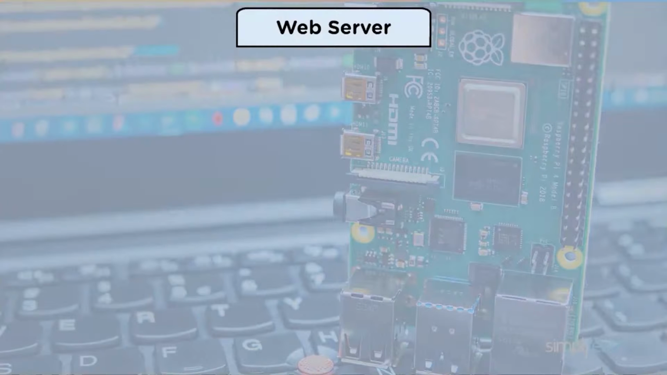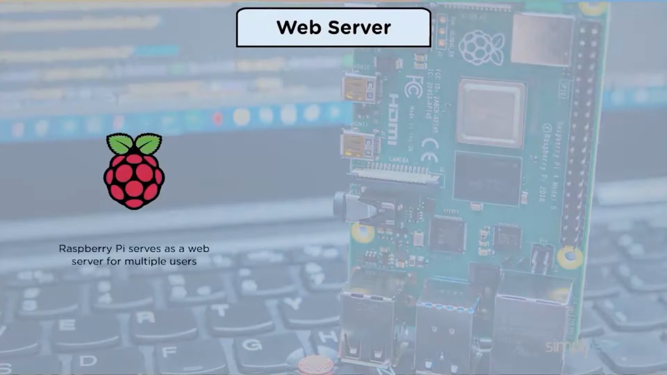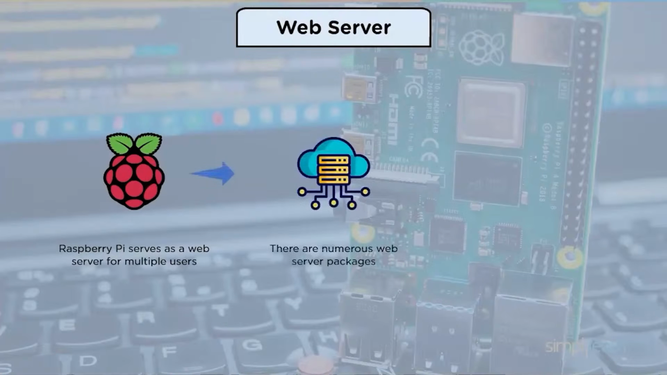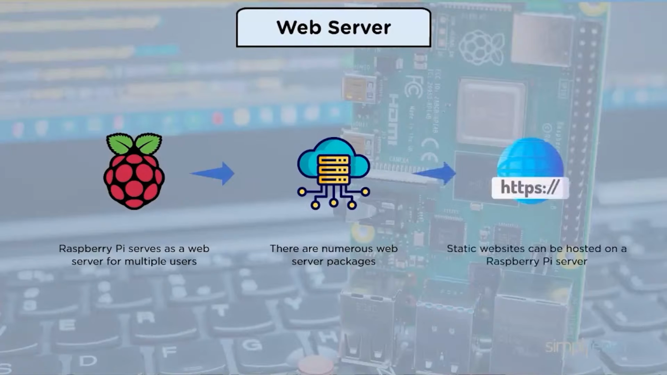The first project is web server. The Raspberry Pi serves as a web server for multiple users. There are numerous web server packages to choose from. However, in most circumstances, the Raspberry Pi's performance is insufficient for reliably hosting a large amount of dynamic online content. Instead, the mini computer is significantly better suited for a local testing environment. Simple static websites with low visitor counts, on the other hand, might be hosted on a Raspberry Pi server.